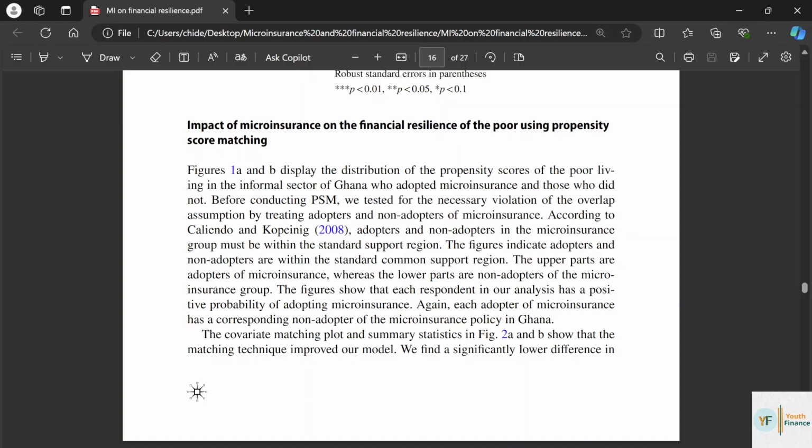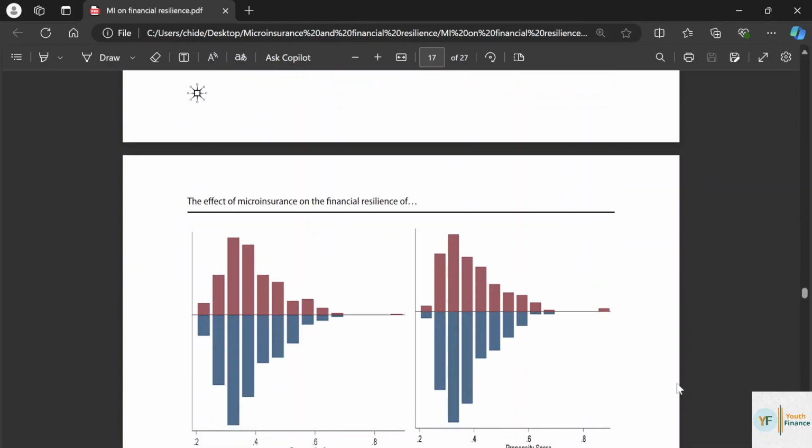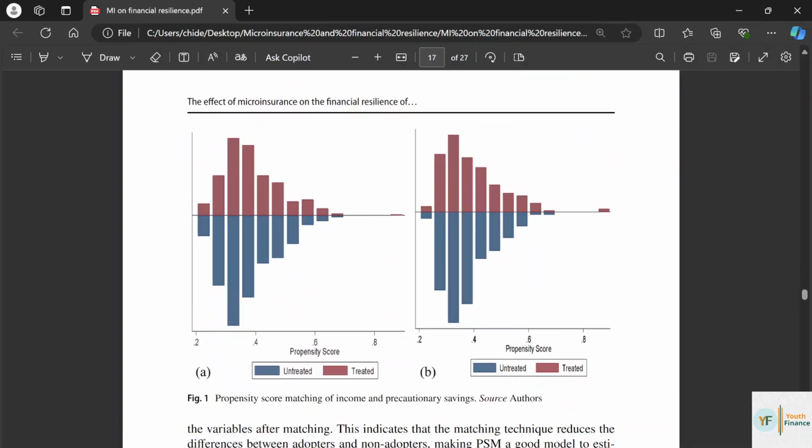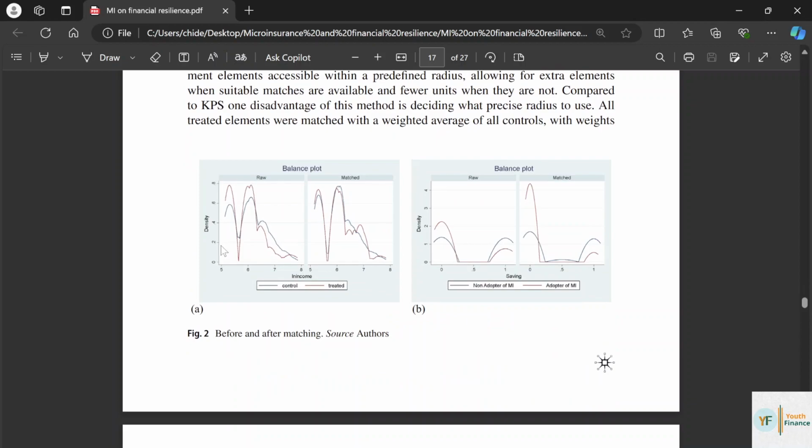So we have figure 1 and figure 2. They are down here. Figure 1 and figure 2 present the propensity score matching of income and precautionary savings. This is figure 1, the A for the income and the B for the precautionary savings. Then we have here the second figure, before and after matching. So the A here for the income and the B for the precautionary savings.